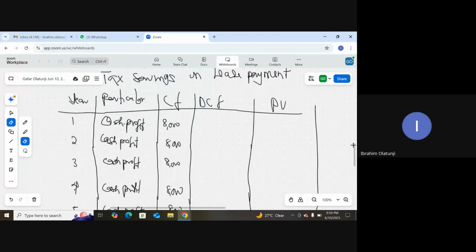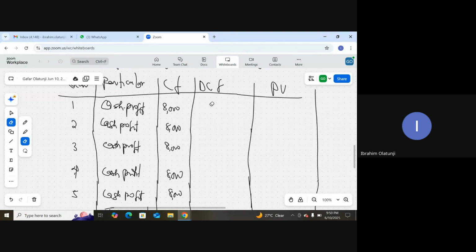So that's all. Then we now move to the discount factor. The discount factor given to you is in the question. I think they gave us the weighted average cost of capital. The company's weighted average cost of capital is 12%.